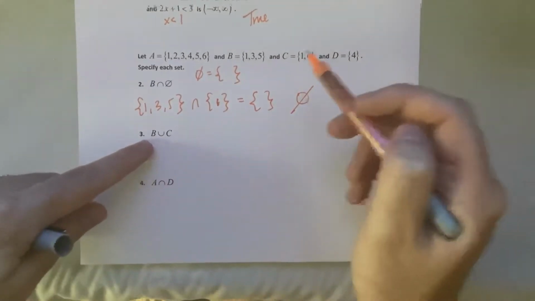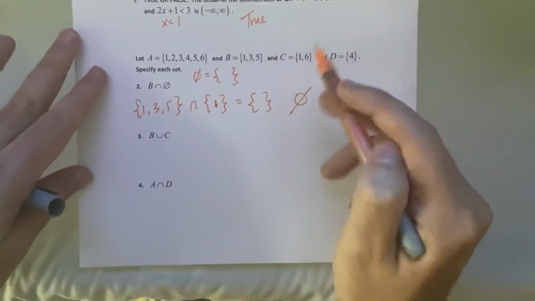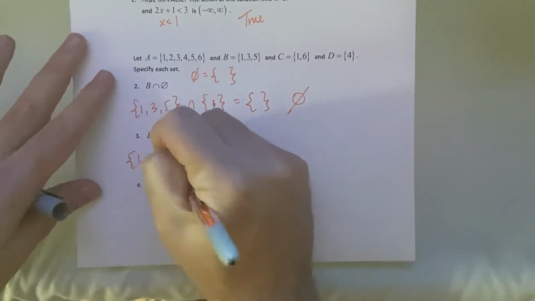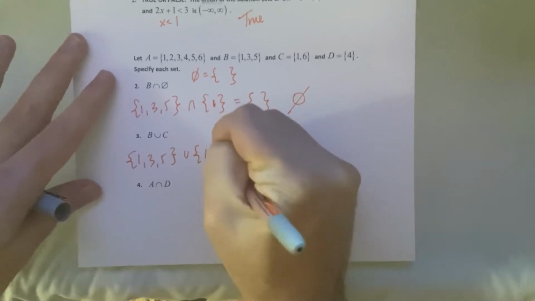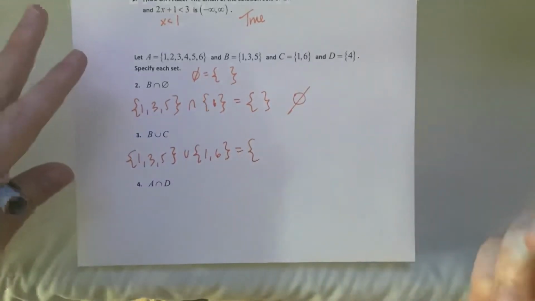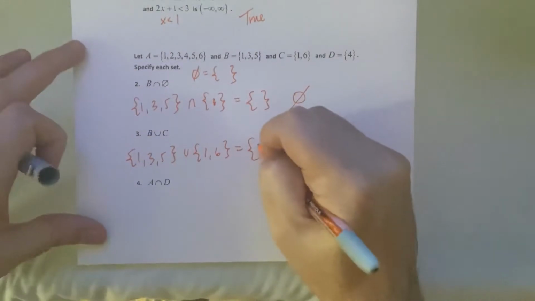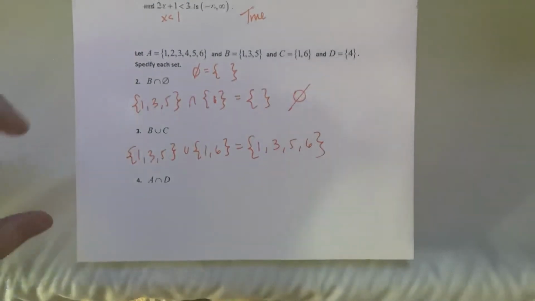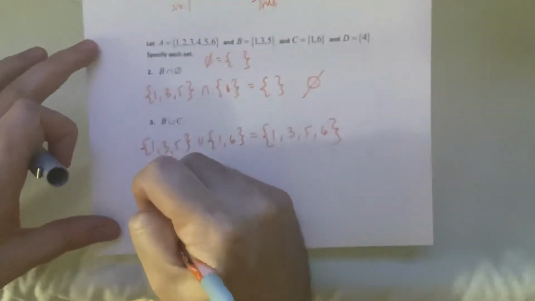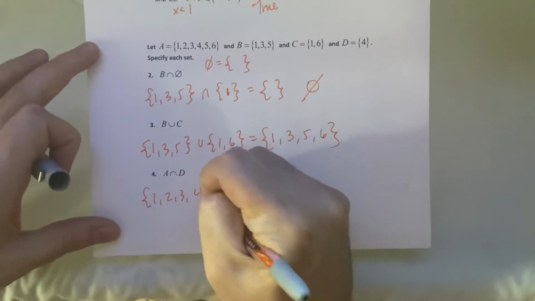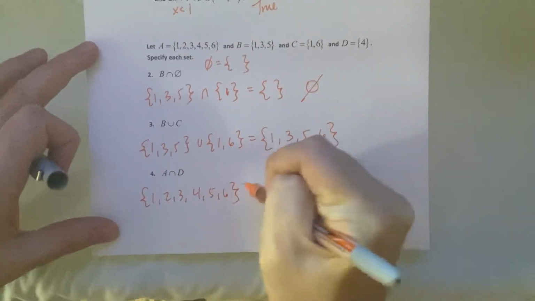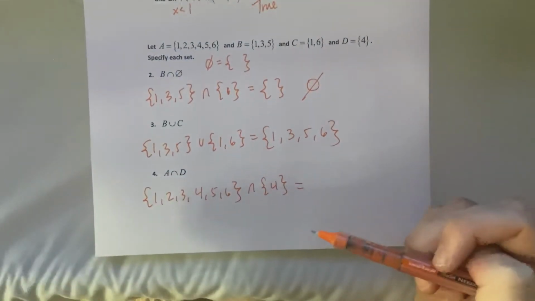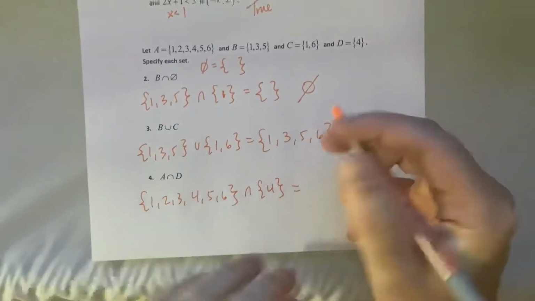B union C. So again, union brings two sets together. So you include anything in either B or C. If it's in both, you don't need to include it twice. So 1, 3, 5, and 6 are in one or the other or both. A intersect D. That's 1 through 6, intersecting with just the set 4. So again, intersection, what do they have in common, or what do they share? They share the 4.